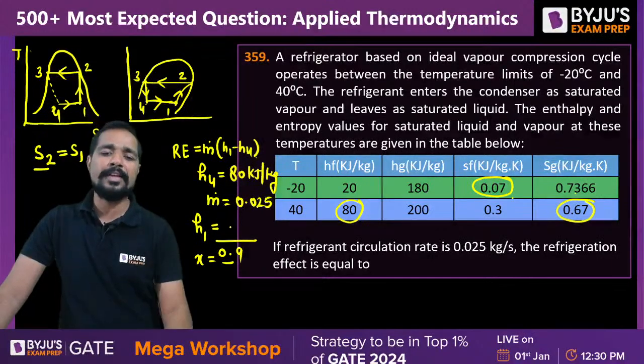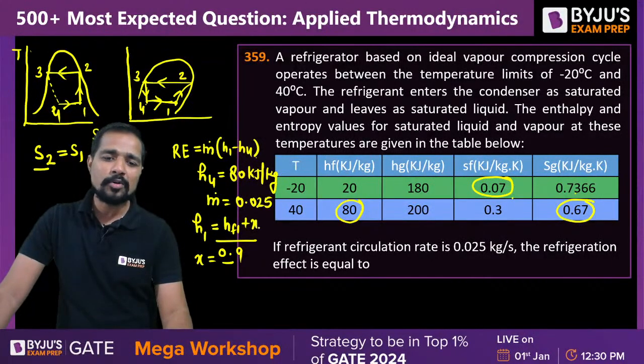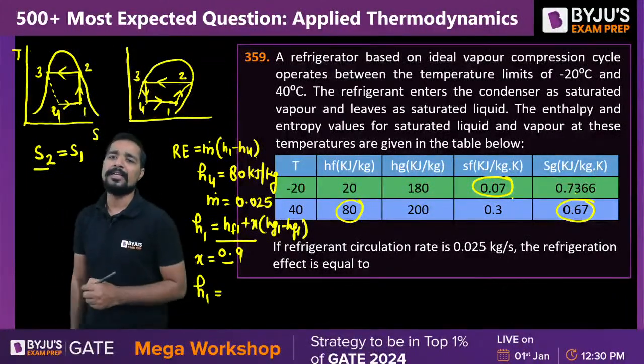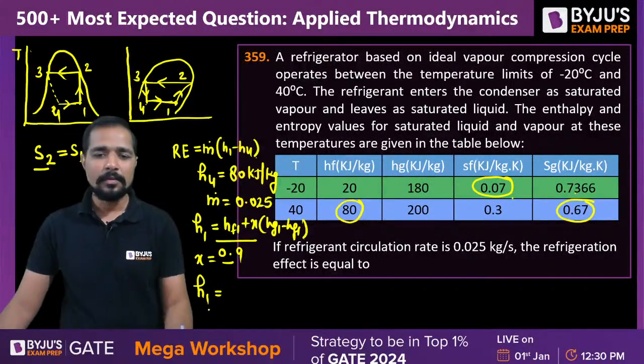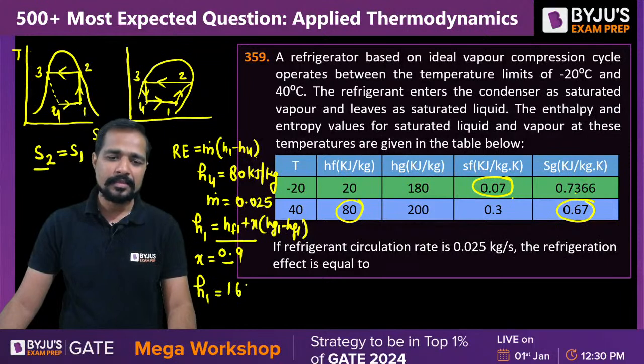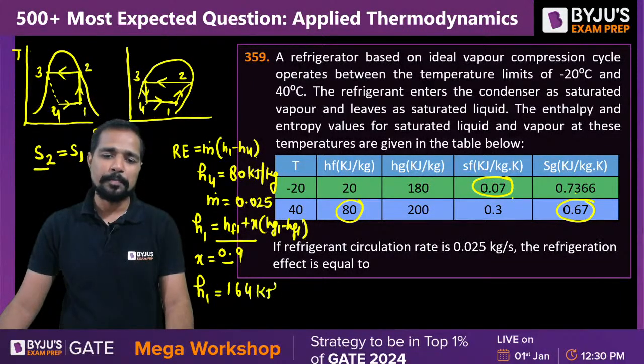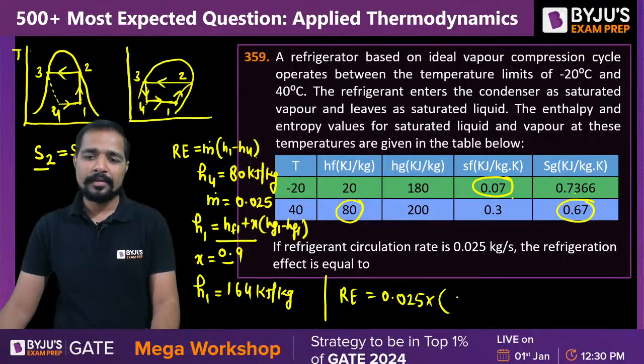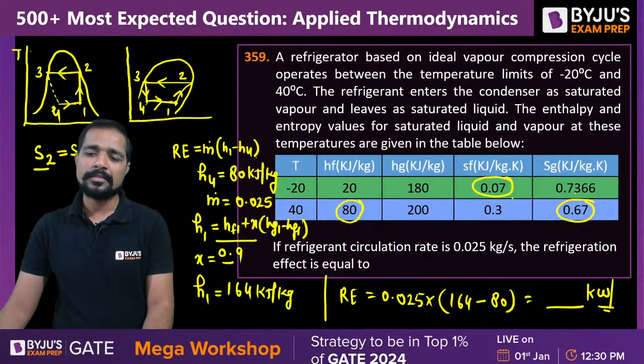Can you please tell me what is the value of H1? That is equal to HF1 plus X into HG1 minus HF1. Can you write the value of H1 from here? What answer are you all getting, my dear? Manas, it is 164. More than 80. It is 164 kilojoule per kg. Yes. After that, your refrigerating effect will be equal to 0.025 multiplied by the value of H1, that is 164 minus H4, 80. Whatever answer you get, that will be the answer in kilowatt. Are you getting it?